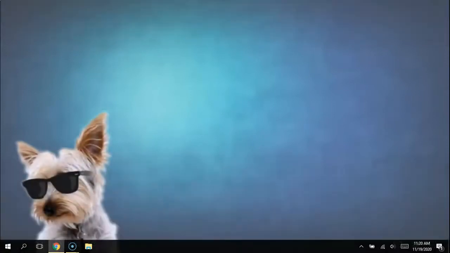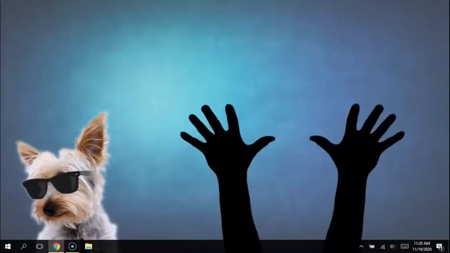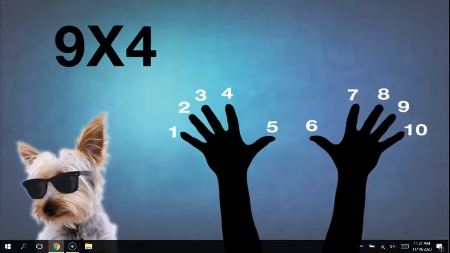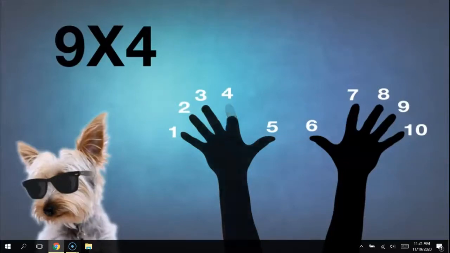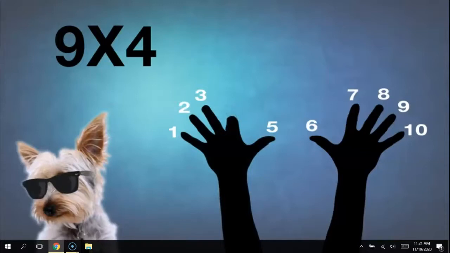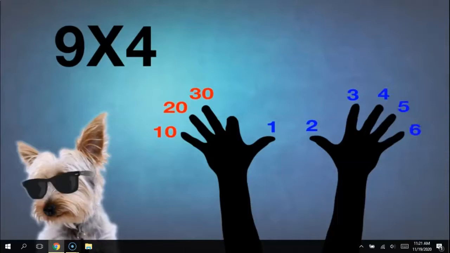You want to multiply by 9? I got a trick that works just fine. Put your hands up in the air. Don't drop them, just leave them there. Number your fingers up to 10, then find the figure you want to bend. Let's say we're doing 9 times 4. 1, 2, 3, 4. Now let's bend the 4th finger. The fingers to the left of that finger are the 10s. 10, 20, 30. The fingers to the right of that bent finger are your 1s. 1, 2, 3, 4, 5, and 6. So if you put them together, you get 36.